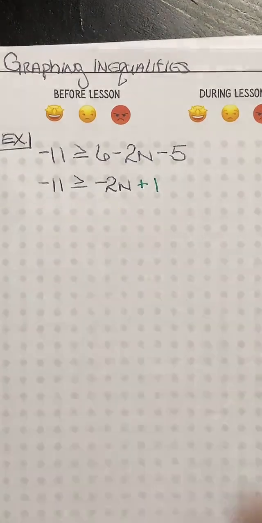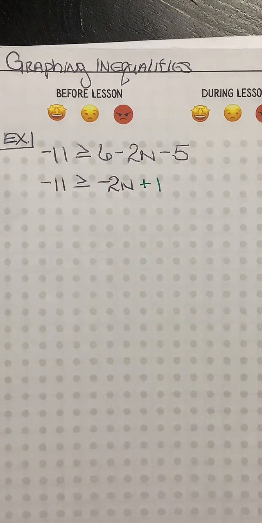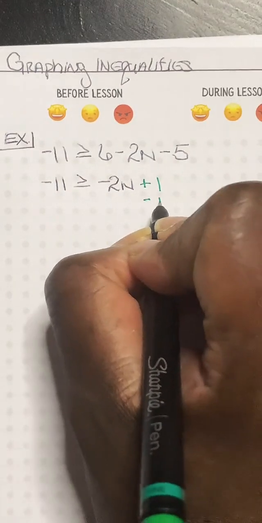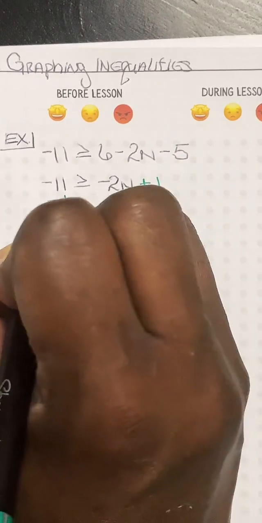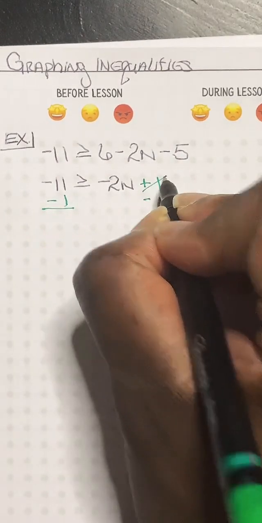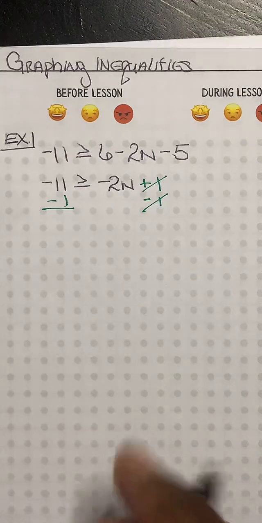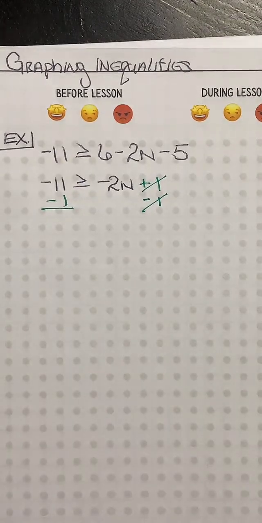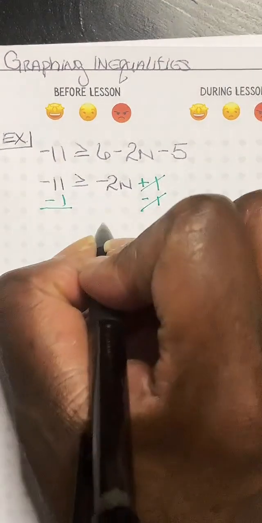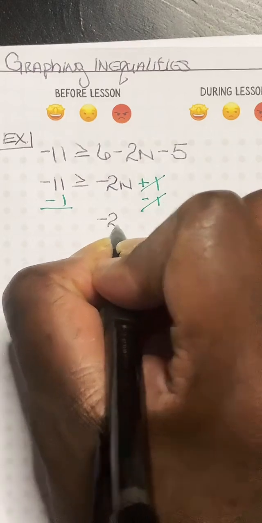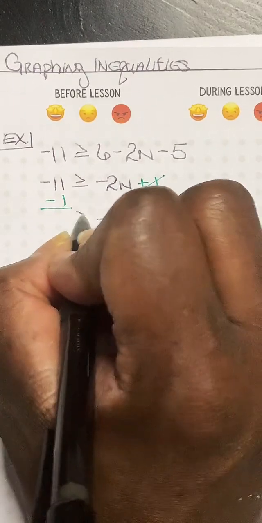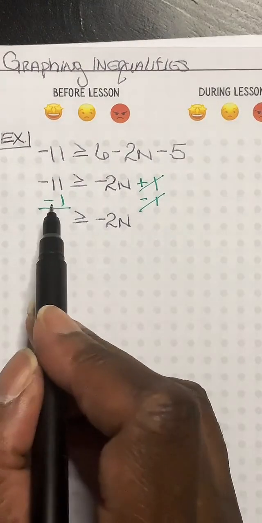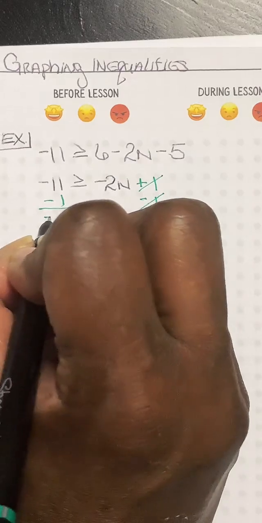So we want to isolate our n. So that negative 2n is going to stay right where it is. But I'm going to subtract this 1 on both sides. So negative 1 minus 1, that gives me a 0. And I don't need the 0 as a placeholder because right now I still have that negative 2n. So I'm going to bring down my negative 2n, bring down my greater than or equal to. And now I have negative 11 minus 1. That gives me a negative 12.